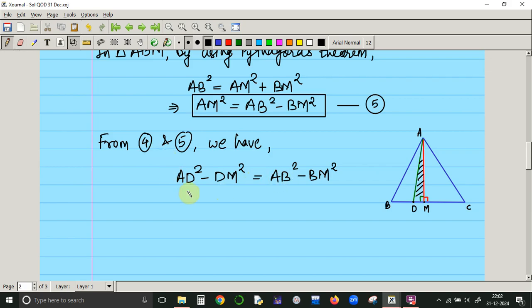So from here, the main matter of the solution starts. We have to adjust a few things over here. Now, I'll keep AD square on this side. AD square equals AB square, and this is going on that side, so plus DM square minus BM square.